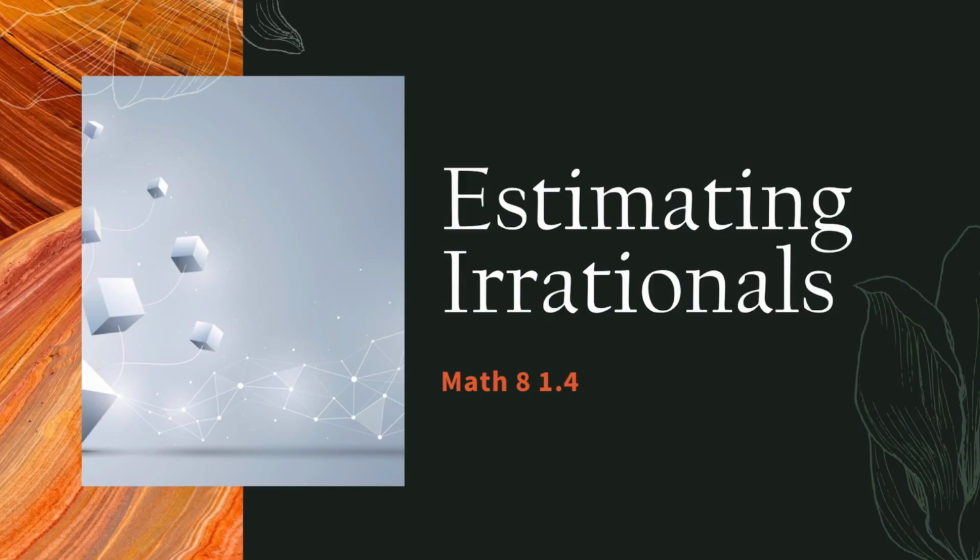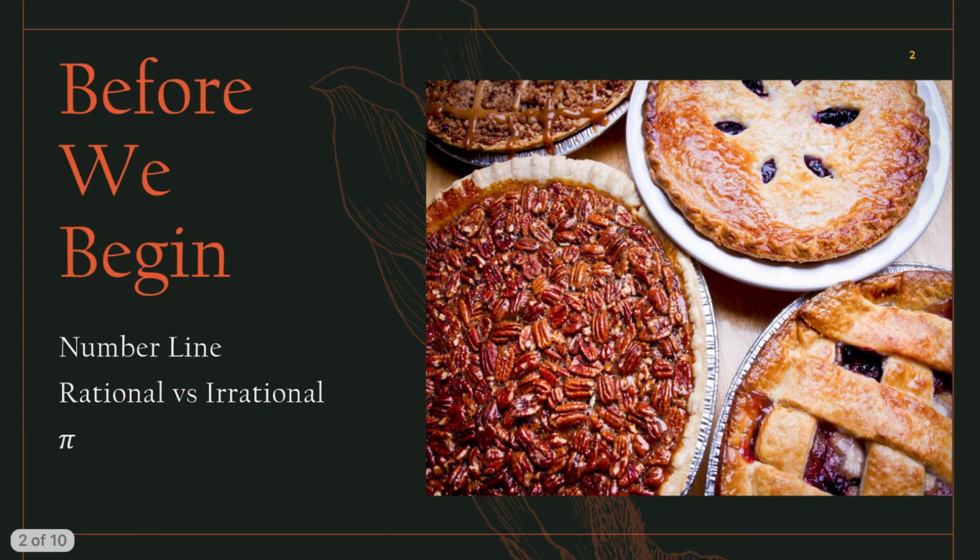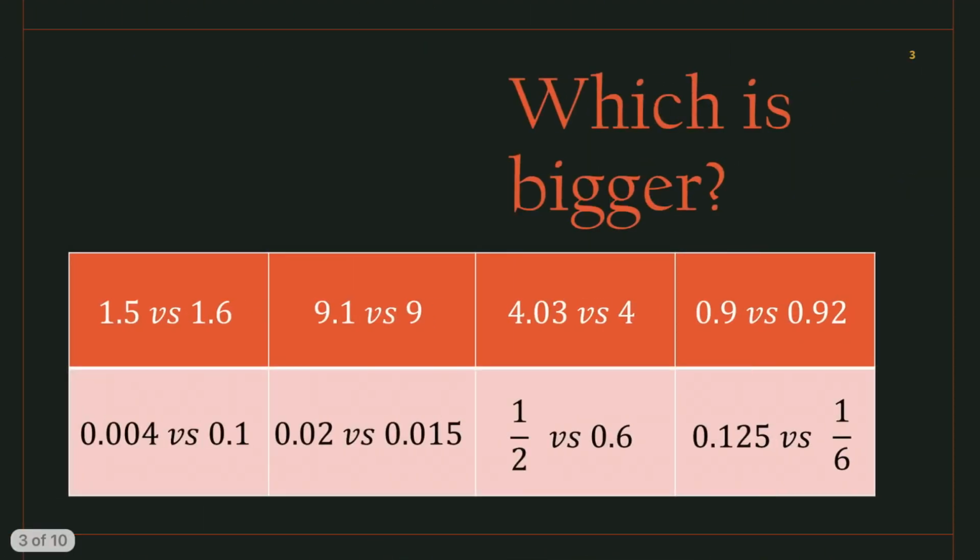This video is going to talk about estimating irrationals, especially the irrationals concerning square roots. Before we begin, you should be comfortable with the idea of a number line, and you should know rational versus irrational, and be at least familiar with the concept of pi. You don't have to be an expert on any of these except maybe the number line, but you do have to have seen these before. If you haven't, check out the videos that I've made that explain those, except I haven't made a pi video because pi is just a number.